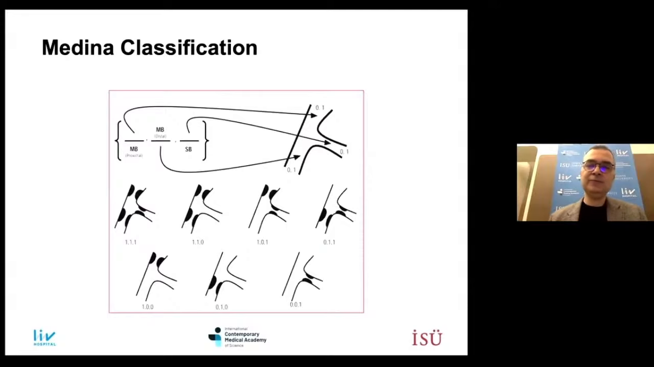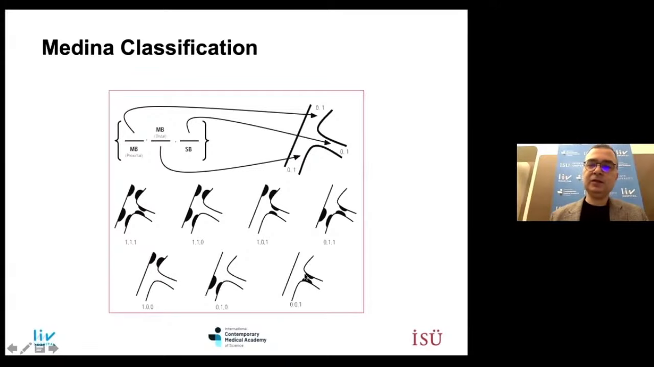and it is also the easiest one to report. As you know, we give either the number 0 or 1, according to the diseased segment of the vessel. If you have a disease in the proximal main branch, you give the number 1. If it is free of disease, you give the number 0. The second part of this Medina classification is the distal main branch, and the third part is the side branch. So if you have a disease in the proximal, distal, and also in the side branch, that means you have a 111 Medina. If you have only a side branch disease, then you will have a 001 Medina.